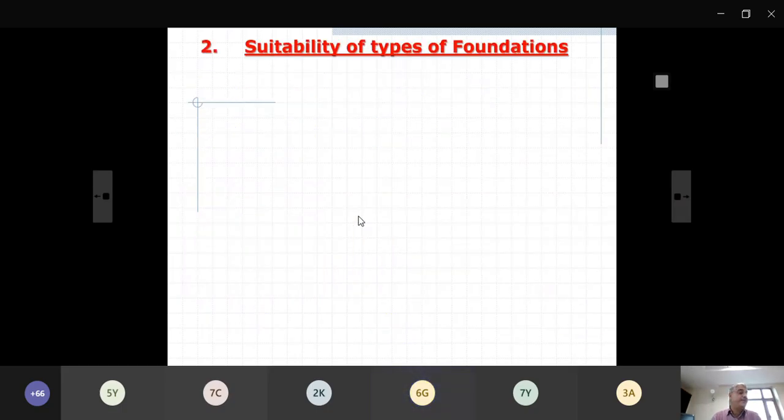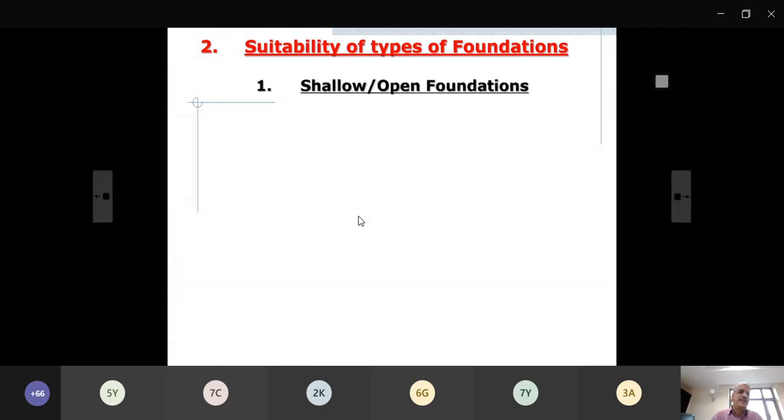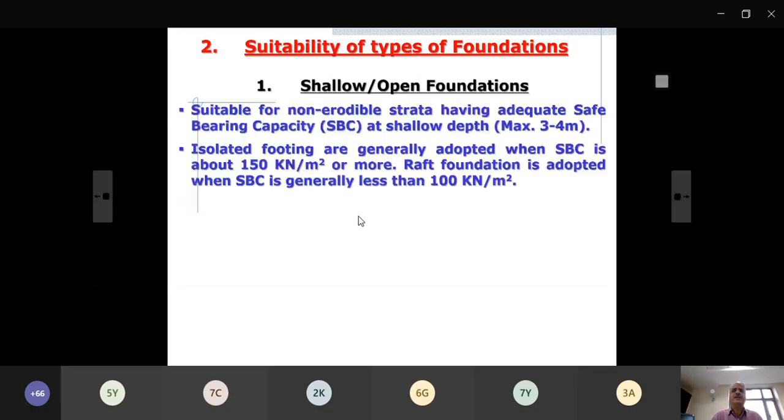Now, first we will see, this question comes first in railways, that which type of foundation should be adopted where. So these are the general things which are covered in a B&S report also, and technically also. Shallow and open foundations, number one, they are suitable for non-erodible strata. Number one, if the strata is erodible, you placed the foundation on it, it will erode, and the foundation will hang in the air.